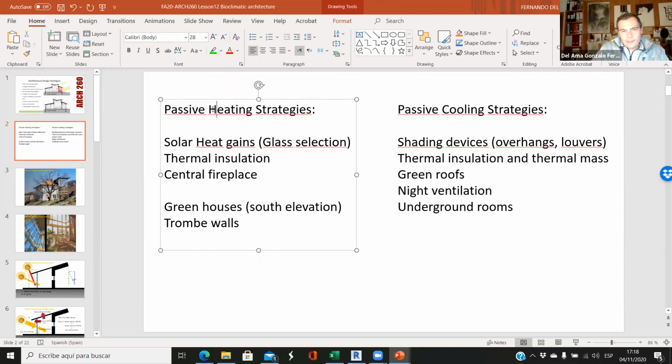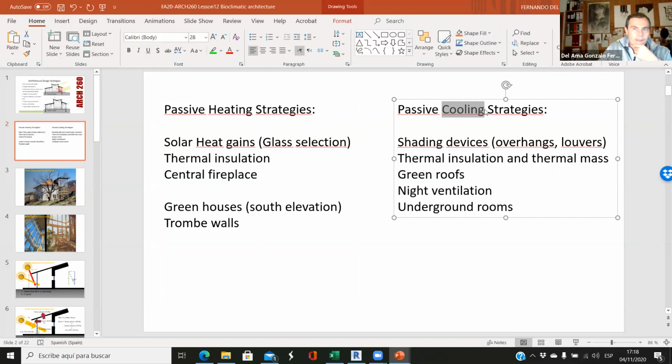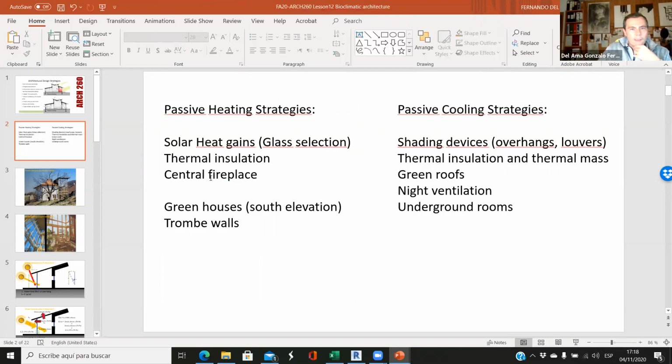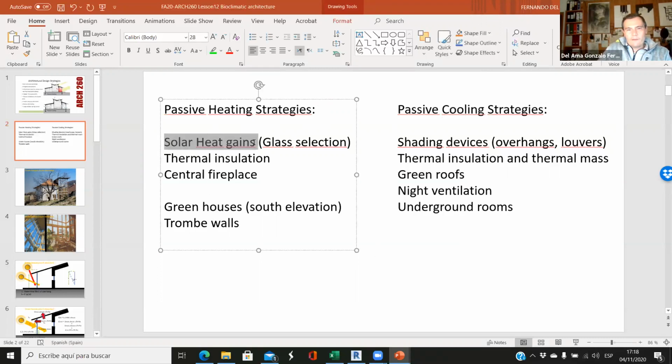For heating, and we are working in New England, all your projects are placed in New England, so you have to apply these heating strategies. The cooling strategies, I don't think that you can work with them in this exercise, but anyway, I will explain them as well. We know this. We have solar heat gains, and we can work with the glass selection. We have the U value of the glass, the solar heat gain coefficient. We have thermal insulation, related to the R value and the passive house standards. And we have a central fireplace.